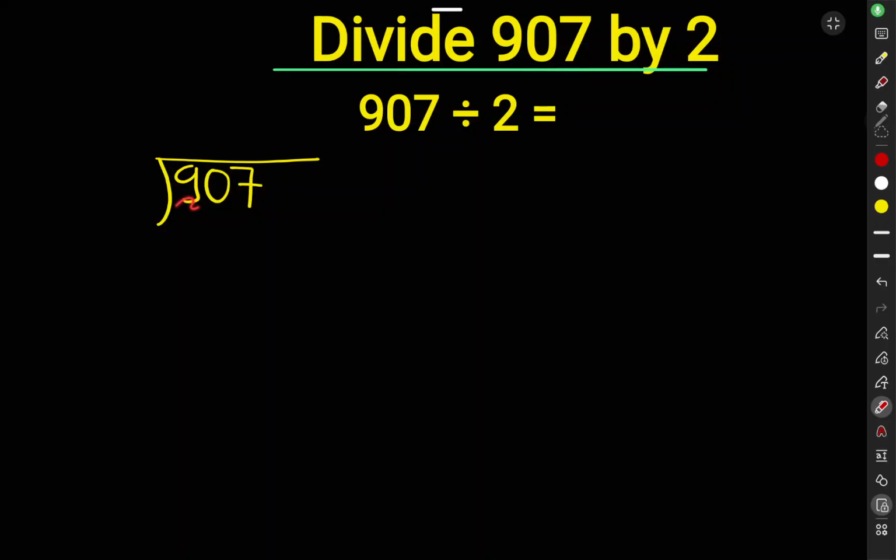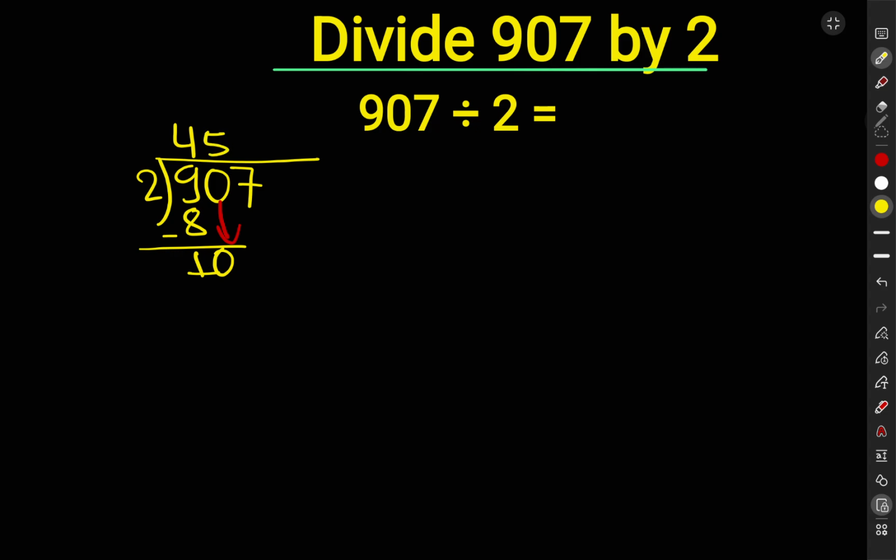We divide 907 by 2 in a long division method. So 2 times 4 is 8. On subtracting we get 1. So now we put down this 0 and it is 10.